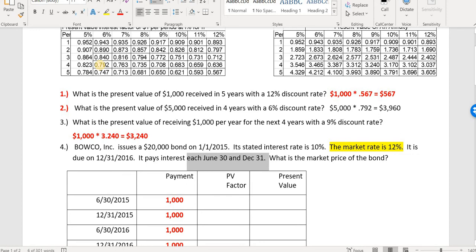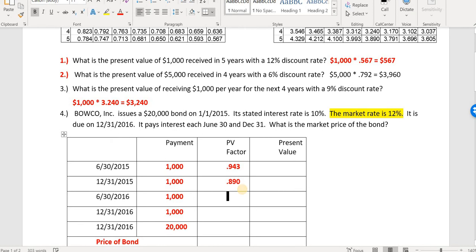What if you got paid 4 times a year? You'd use the 3% column. What if you got paid 12 times a year? You'd use the 1% column. Simple enough. So from the 6% column, the first present value is 0.943 for the first payment. Then the second payment is 0.890 as our factor. Third payment, our factor is 0.840. 0.792 is our fourth factor.